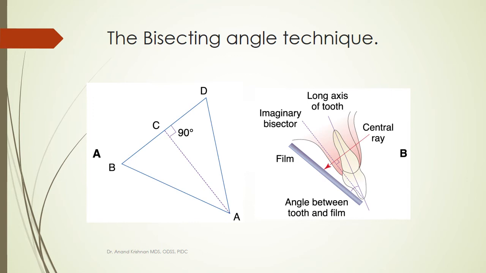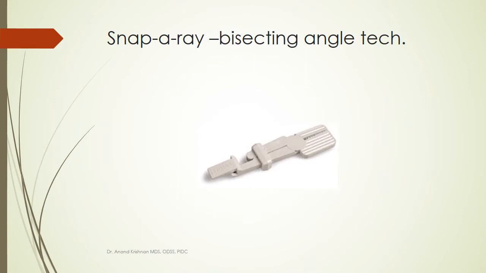You can see the image now in the B image. One side of the triangle is formed by the long axis of the tooth, and one side of the triangle is formed by the film. Now an imaginary bisecting line, the dotted line, is formed, and your central ray is not aimed at the long axis of the tooth nor the film, it is aimed at the imaginary bisecting line. So it's a mathematical principle on which this entire technique is based.